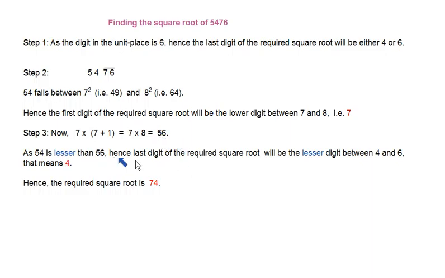As this is lesser, hence the last digit of the required square root will be the lesser digit between 4 and 6. That means it was either 4 or 6, so it will be the lesser digit between 4 and 6. That means 4. So our required square root will be 74. 7 is coming from here and 4 is coming from here.